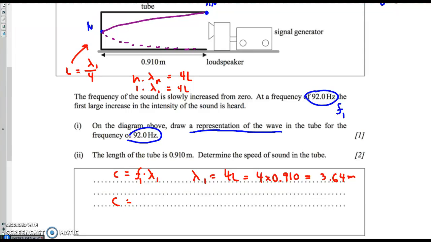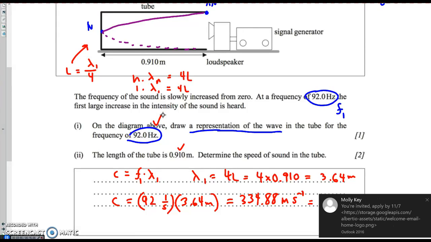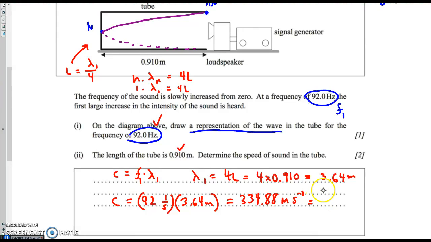Next, we calculate the speed. We take the frequency of 92 hertz, which is the same as 1 over a second. And then we have 3.64 meters. And how many meters per second is this? It's 334.88 meters per second, which is going to round to, we've got 3 sig figs here, 345.